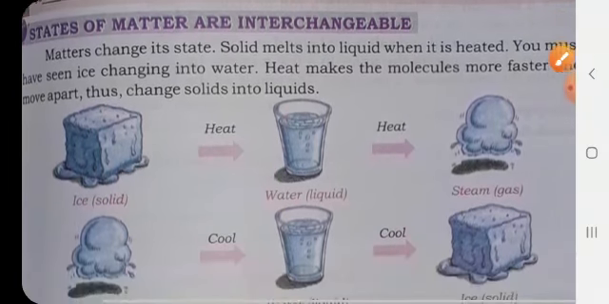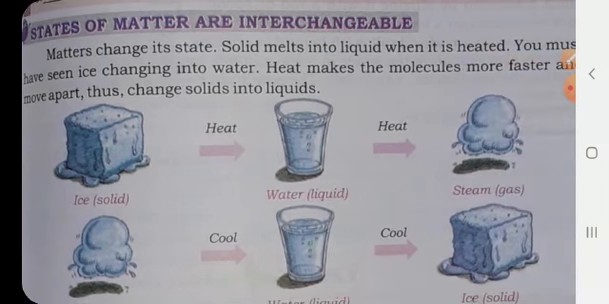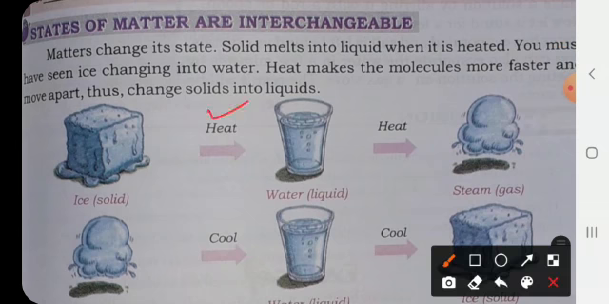Now coming on to the states of matter. Now these states of matter are interchangeable. Like this you can see that this is a solid, when it gets heated it turns to water, and when further heated it changes to steam. Now this steam can be again brought back to the solid state. How? Cool the steam and it becomes water, further cool it or freeze it, it becomes ice. So now you can see that all the states of matter are interchangeable. They can be changed to another form easily.